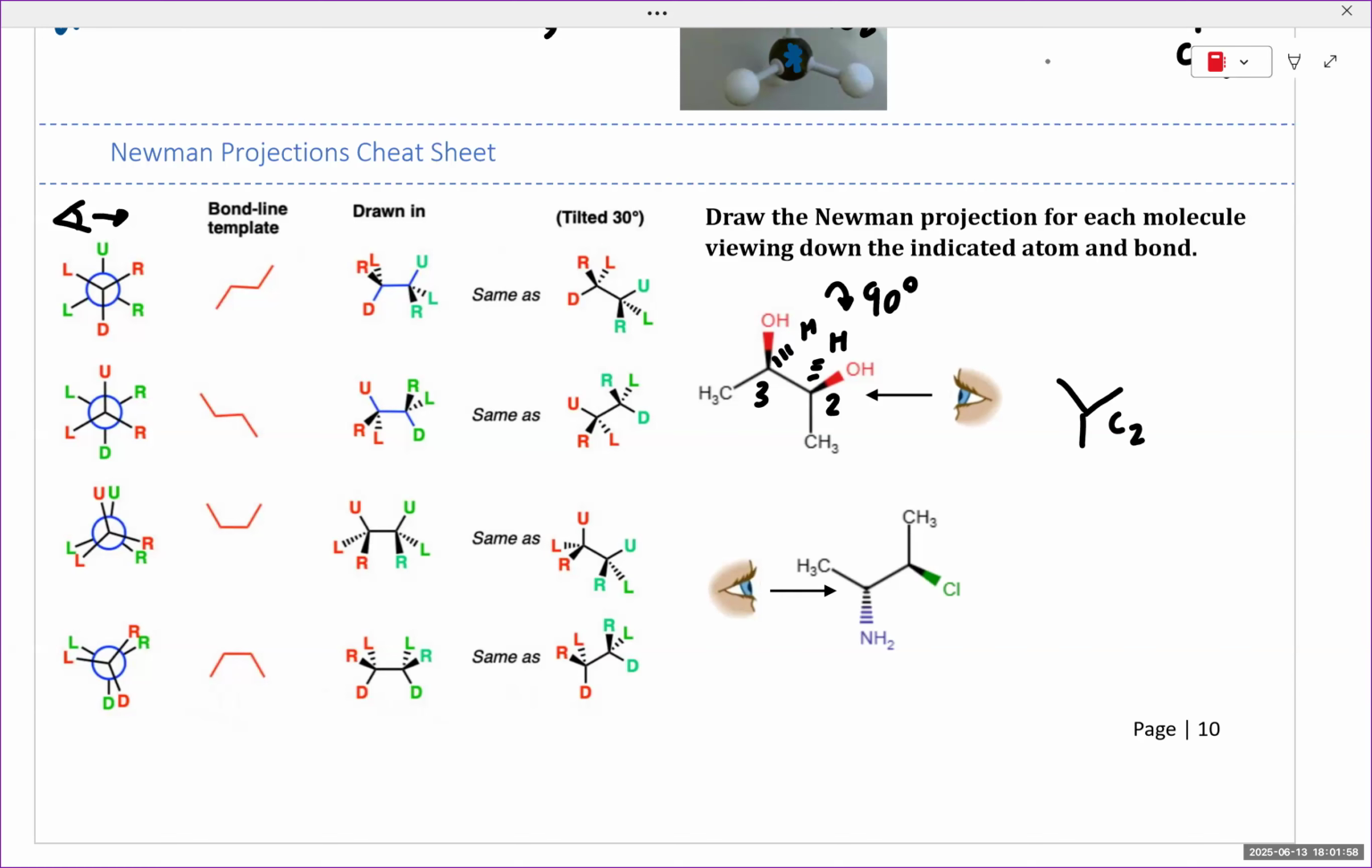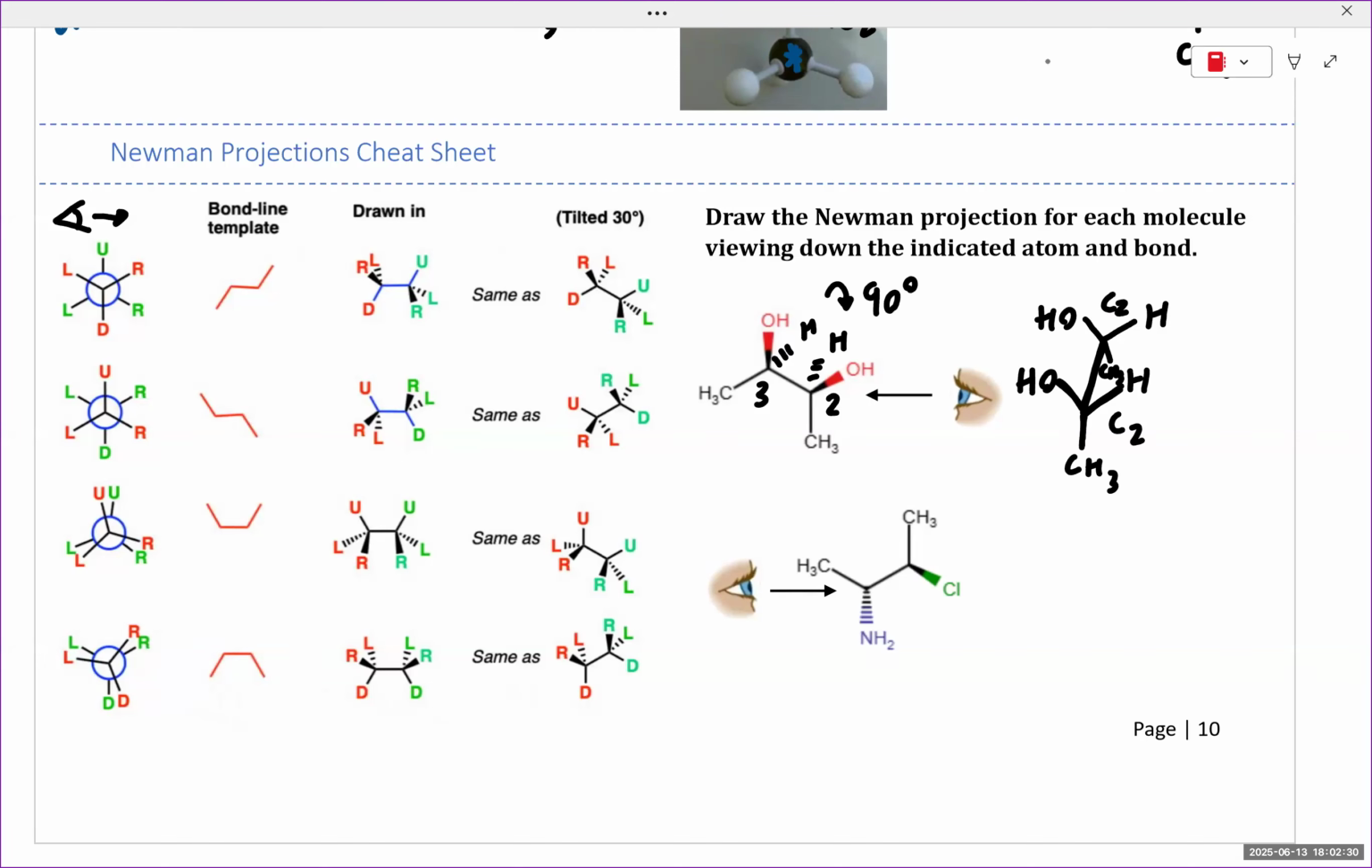The alcohol, which has a wedge, ends up on the left. The hydrogen, which has a dash, ends up on the right. The methyl group, which is pointing down, still ends up pointing down. The other alcohol, which has a wedge, ends up on the left, same side as the other alcohol with a wedge. Hydrogen ends up on the right. The methyl group ends up pointing down.